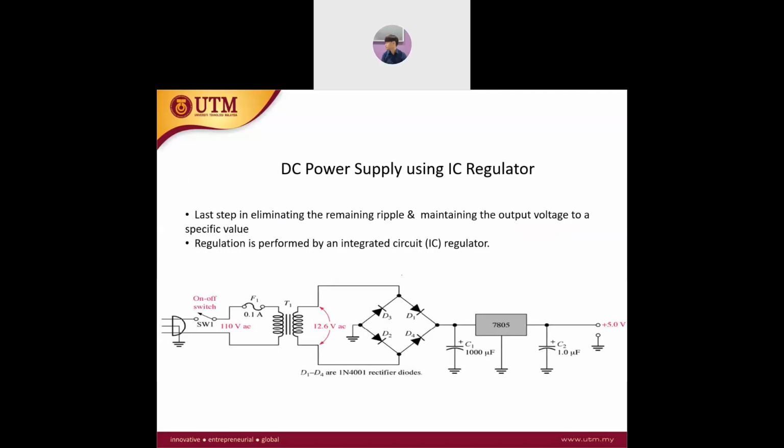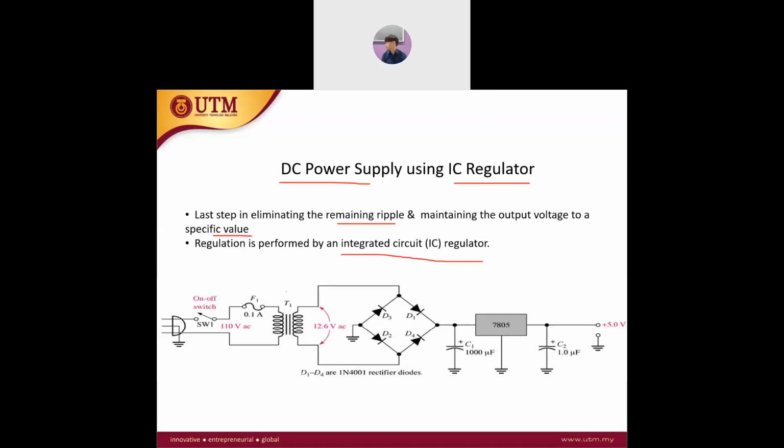So the next one is a DC power supply using IC regulators. This is an integrated circuit, which is a chip. The last step is eliminating the remaining ripples. Despite having gone through the rectifier and filters, the output still is not perfectly like a DC level. So in order to smooth out these ripples, we need to use the IC regulators, to maintain the output voltage at a specific value. Regulation is performed by an integrated circuit, the IC regulator.